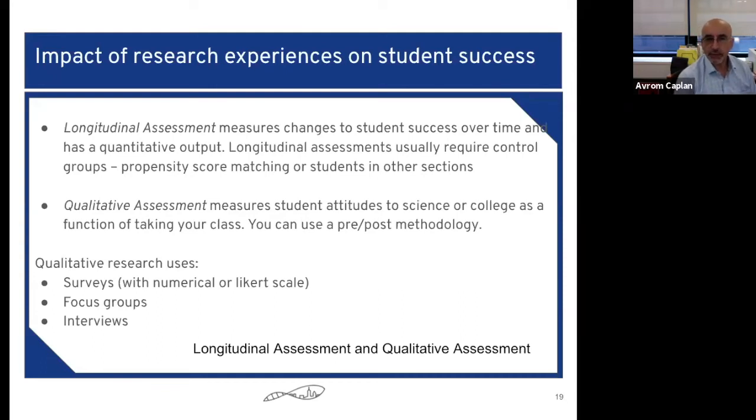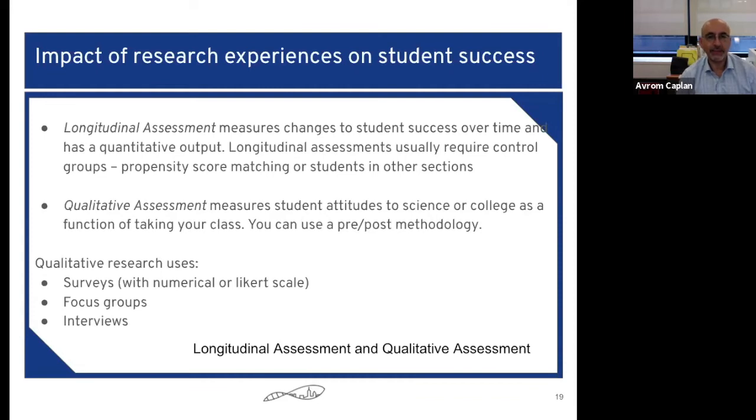But there are also several qualitative assessment measures where you can measure student attitudes to science or college as a function of taking your class. And this can be quite important because it can really assess whether students feel more like they belong in college as a function of taking a research experience, which in fact is a common outcome. And there are different instruments for qualitative research, such as surveys with different kinds of numerical scales, or what they call Likert scales, focus groups, and interviews.